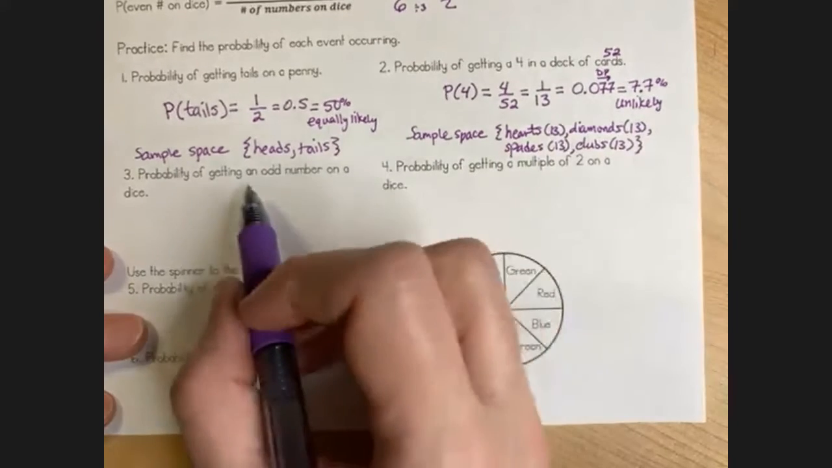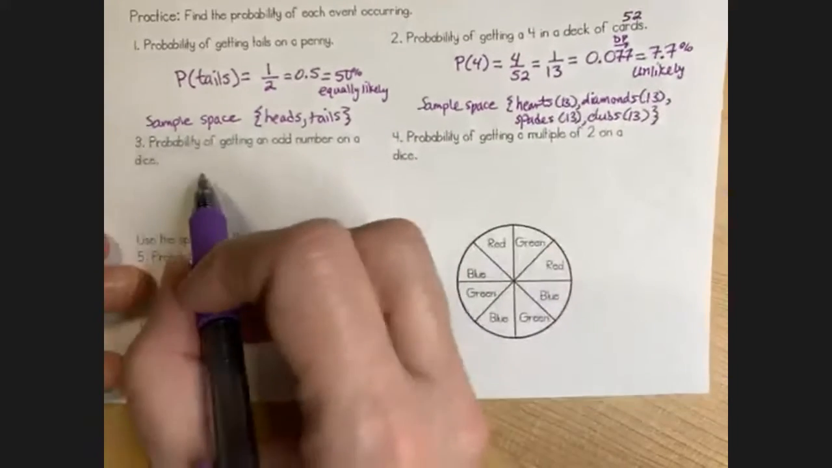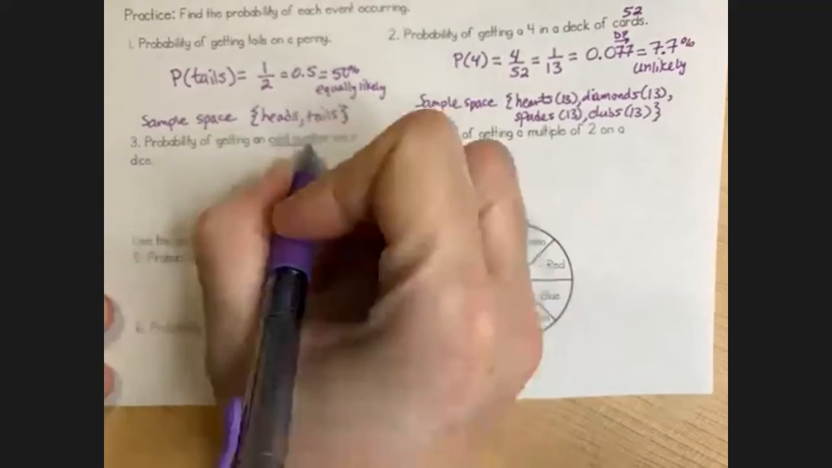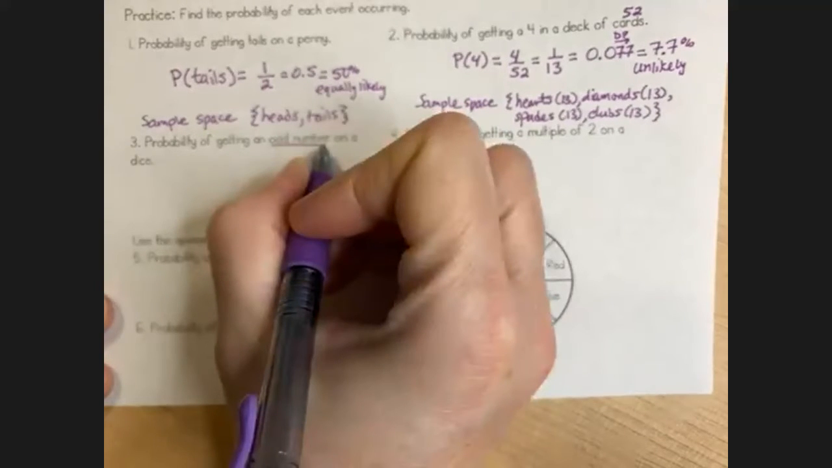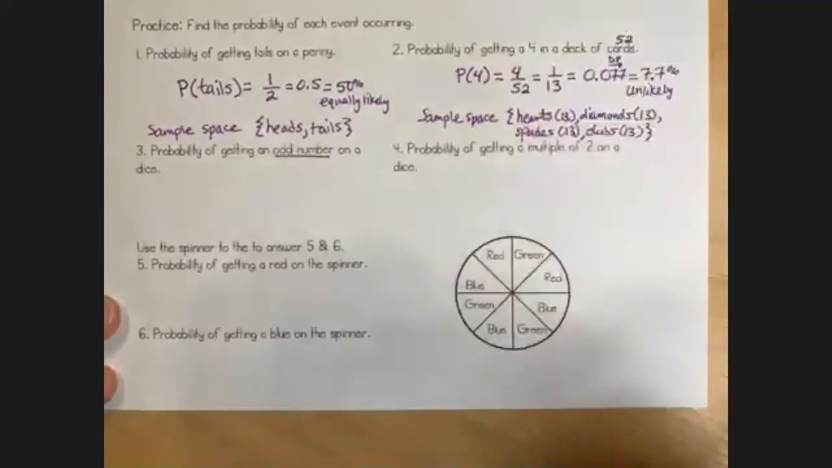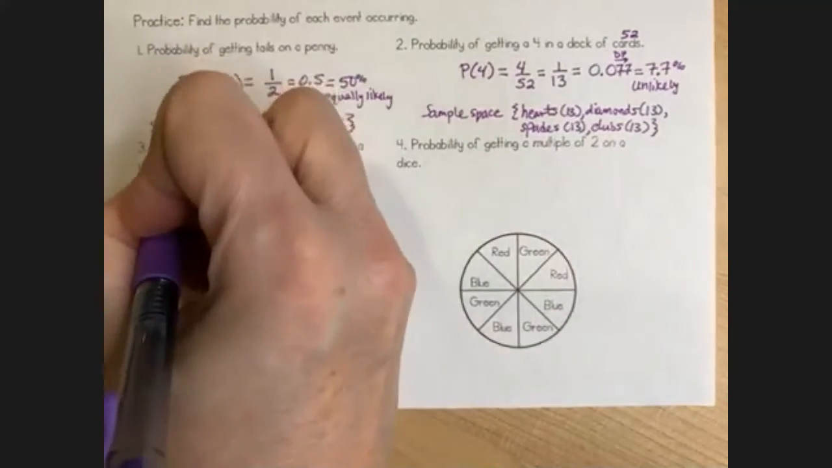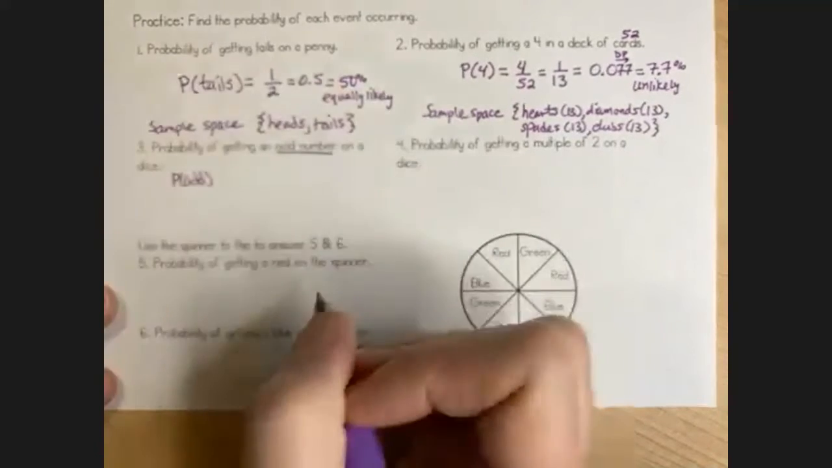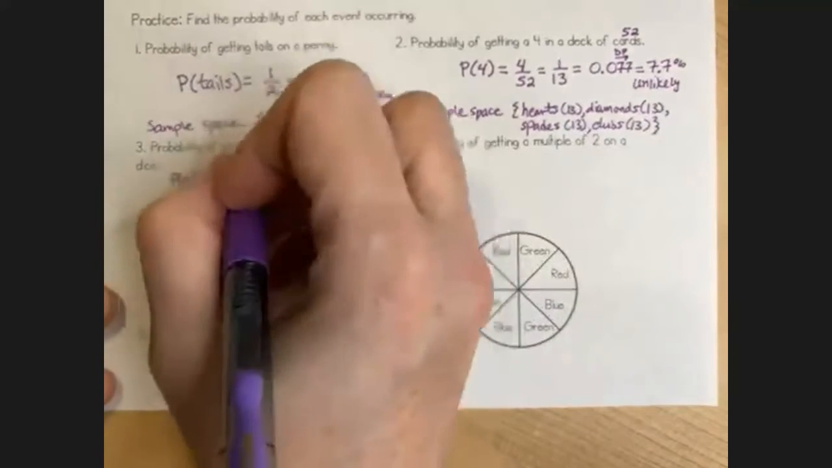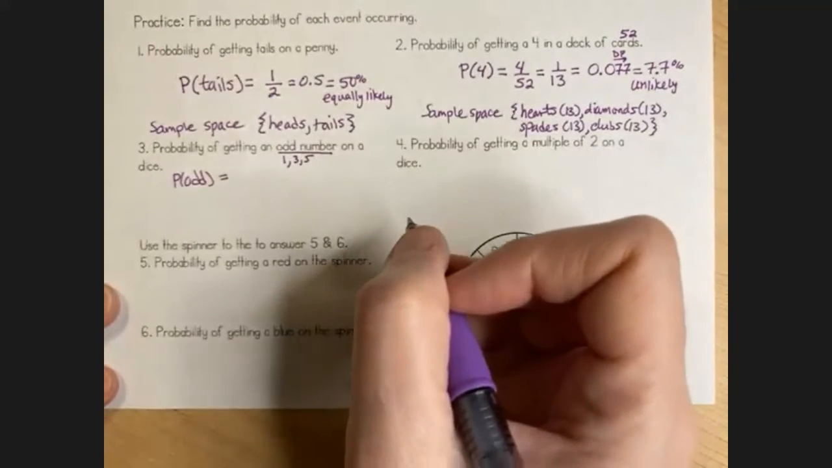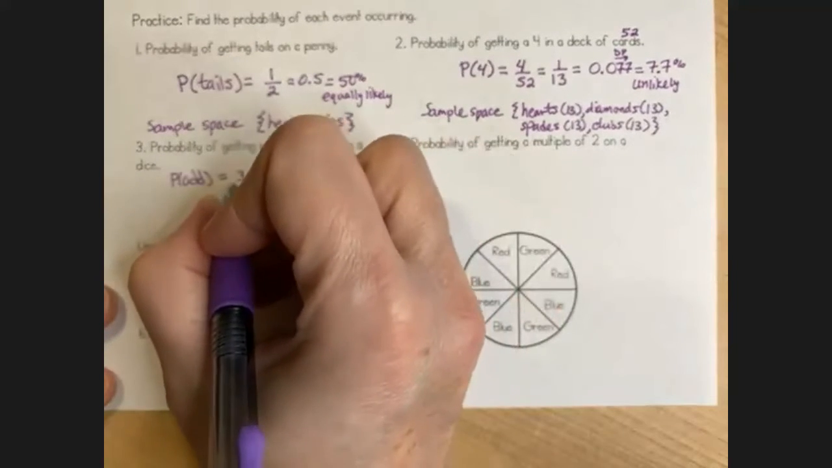Okay, and so that's your sample space. So probability of getting an odd number on a die. A little easier to do a sample space on this one, but we just want the odd. So going back to what we talked about with the even, the opposite of even would be odd. And so we know the odd numbers could be 1, 3, and 5. And so that's 3 possibilities out of 6.